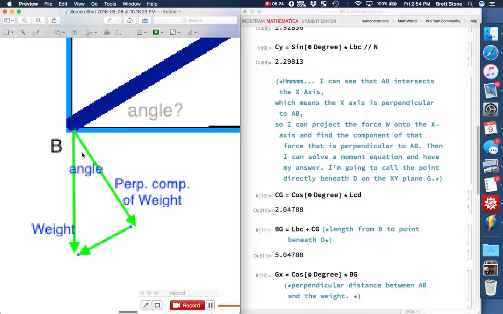then what I can do is I can say, all right, my weight, and you can all be amazed at my paint skills, they're great, I know. The weight is still going straight down in the z direction, right? But the component of that weight that I care about is perpendicular to AB. That's what this part is, and that forms a right triangle, correct? Because I have a component of it that's going this way, that's parallel to AB, and a component that's going perpendicular to AB, and the true force is going straight down.